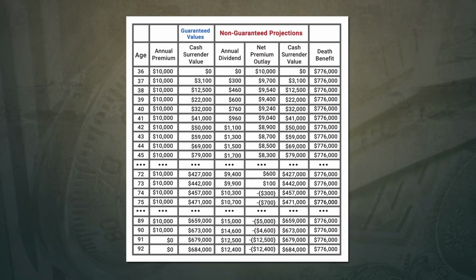Now let me draw your attention, for example, to age 43. Here we see that the annual premium payment is $10,000. The dividend they're projecting here, again, this is a non-guaranteed projection, is $1,300.